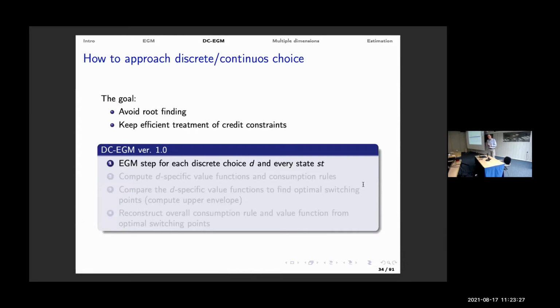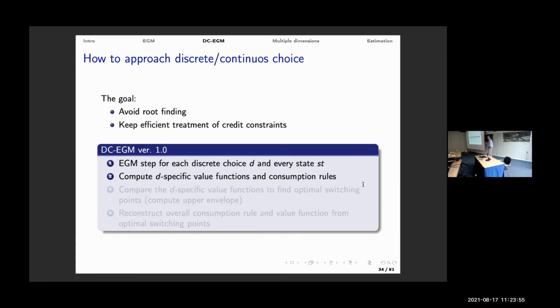So let's try to avoid root finding. Right? So let's try to preserve the main quality of EGM, that it's fast. And well, it would be nice to be efficient with credit constraints as we were before. So the idea is to run the EGM step for every discrete choice. All right? And if we have an optimal consumption conditional on the discrete choice, we can compute the value functions the way I showed before.